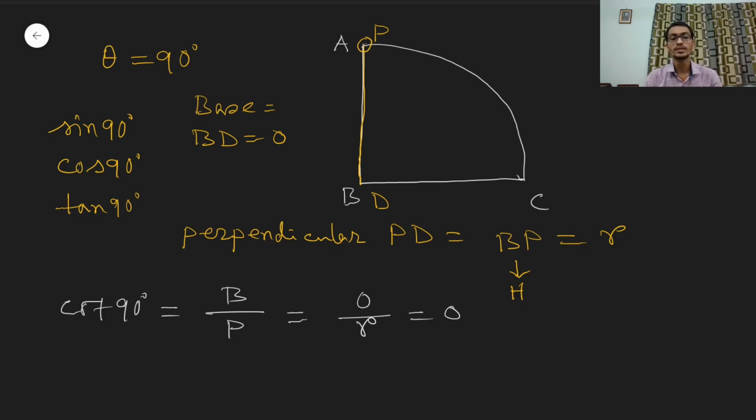So we have seen how to find the values of the ratios sine, cos, tan, cosec, sec and cot for the angles 0 degree and 90 degree.